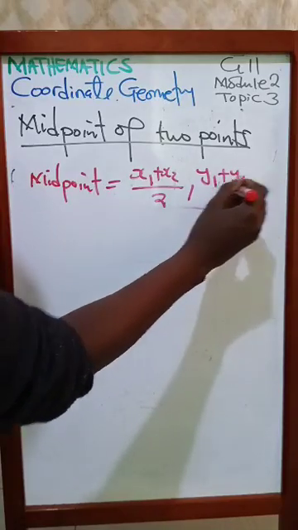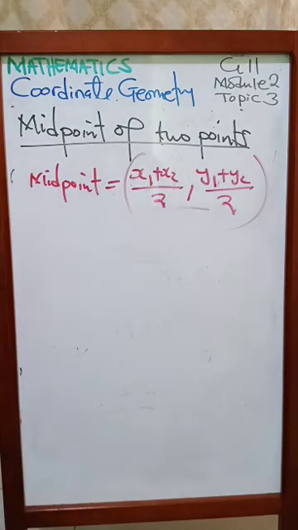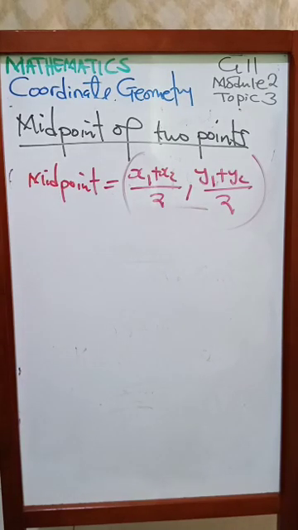y1 plus y2 divided by 2. So this is the formula that you use when you want to find the midpoint of 2 points. Let me give an example.